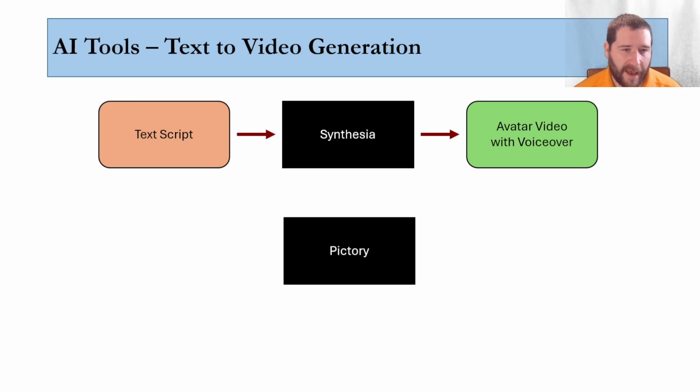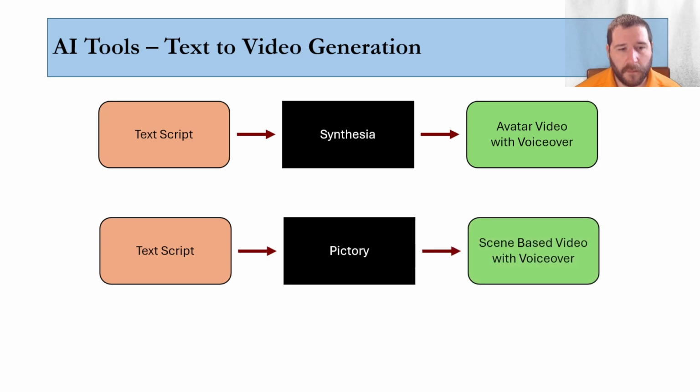Or you could check out the app Pictory, which also takes in that text script. But what Pictory does is it creates scene-based video with voiceover. It goes and finds different stock videos and clips them together along with a voiceover to make a coherent video. So there's some cool options there.